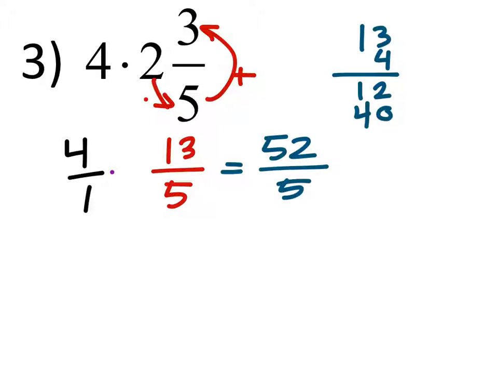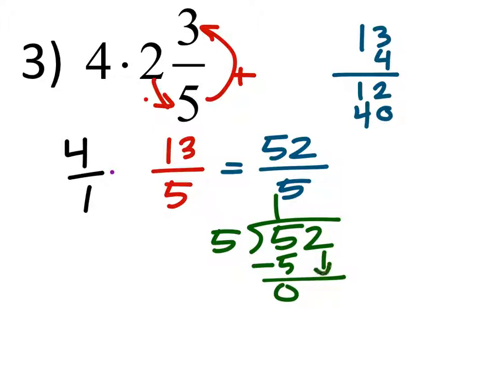But again, it wants mixed numbers on this specific assignment. So I've got 52 divided by 5. 5 goes into 5 once. So minus 5, 0, drop the 2. It won't go into 2. No. So I got 10.